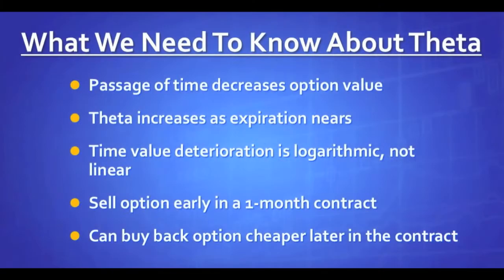Well, what does that mean for us? It tells us that if we're selling 1-month options, we should sell them early in the contract period so that time value erosion will not rear its ugly head as it does towards the latter part of the contract. It also tells us that because of time value erosion, we'll be able to buy back that option if we need to institute an exit strategy later in the contract, because the cost of that option will decline as you approach expiration Friday.